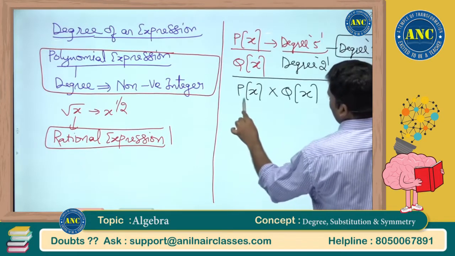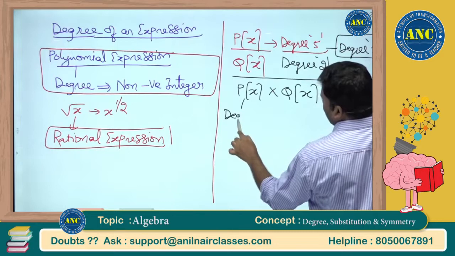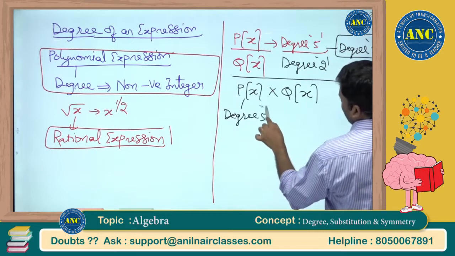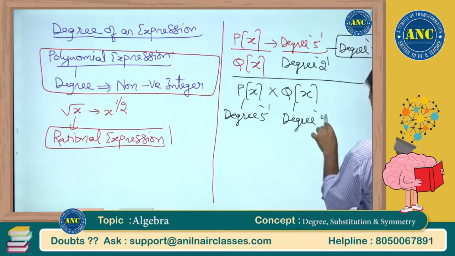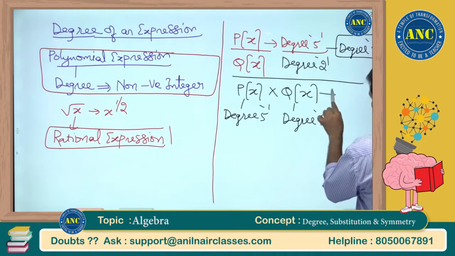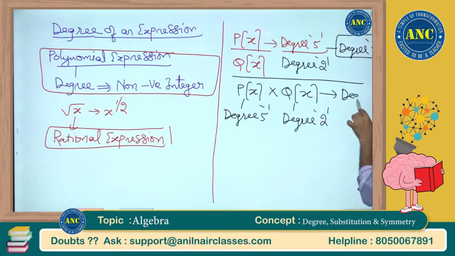P of x into q of x. This is degree 5 and this is degree 2. If this is degree 5 and it is degree 2, the answer will be degree 7.